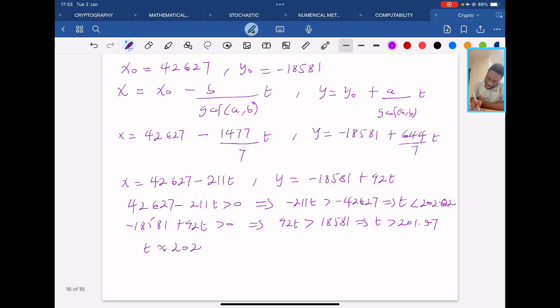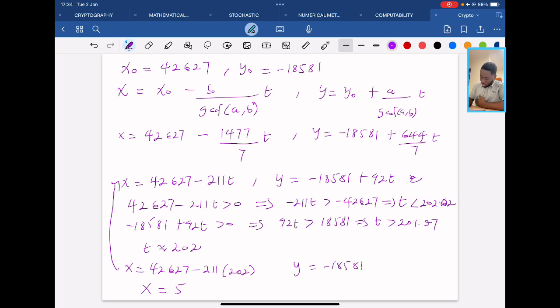Now, after getting this, we just put it back into our equations. So we know that x will be equal to, from this part, 42627 minus 211 multiplying t, which is this. So now x will be equal to 5. Now y, from this part, we are going to get minus 18581 plus 92 times 202. So y is equal to 3.